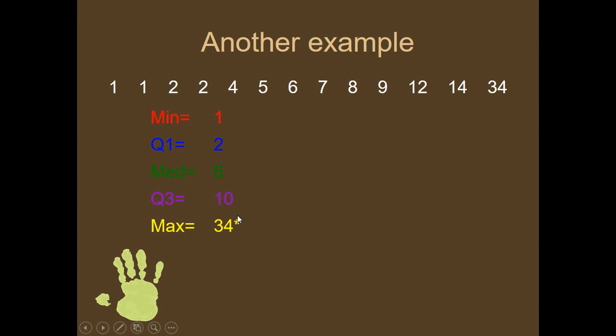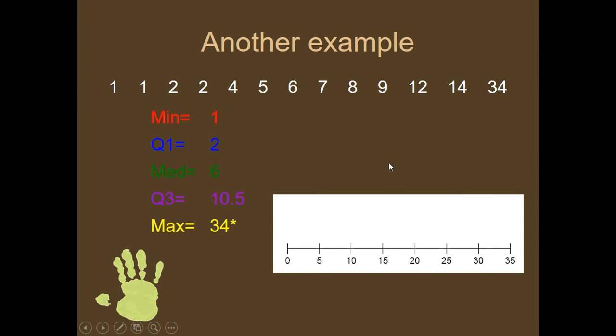Now notice I have the asterisk here at 34. This is what we're going to consider to be an outlier. It is significantly different than the next number to it on the list. There's my number line. I'll mark each of my numbers that I found in the 5-number summary. Connect the middle 3 with a fancy dancing line, and then connect the other ones.